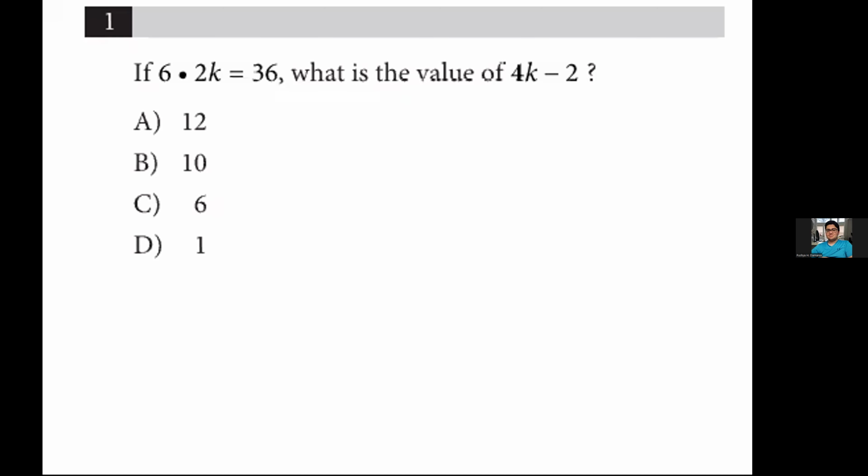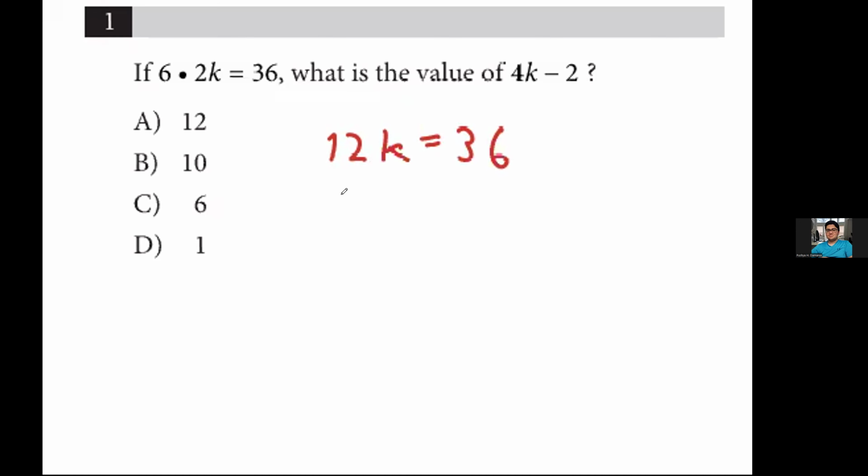Okay, so for question one, if 6 times 2k equals 36, what is the value of 4k minus 2? Well, we can just simplify. This would just be 6 times 2 is 12k equals 36.